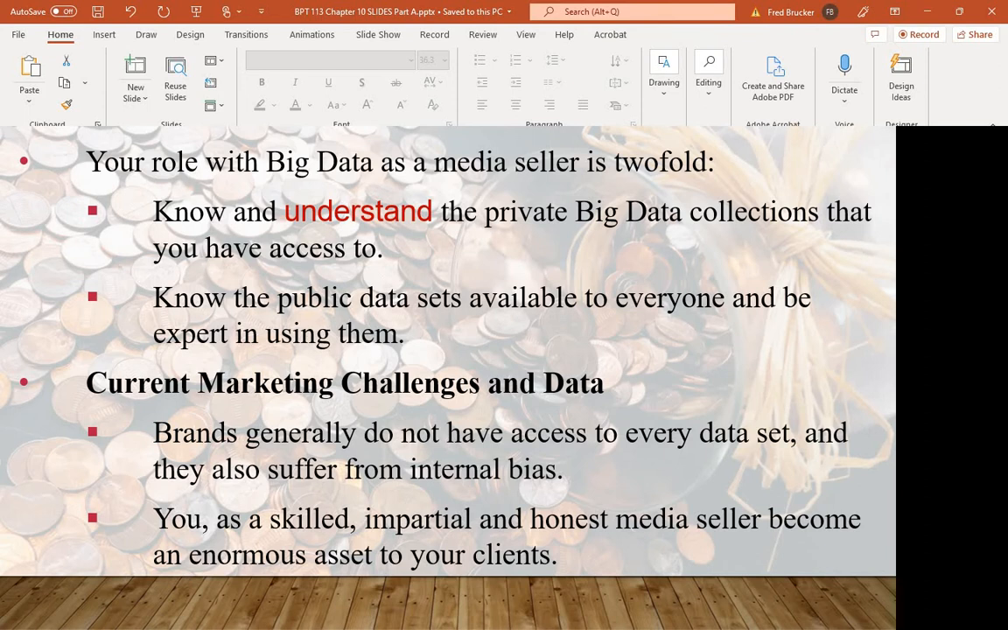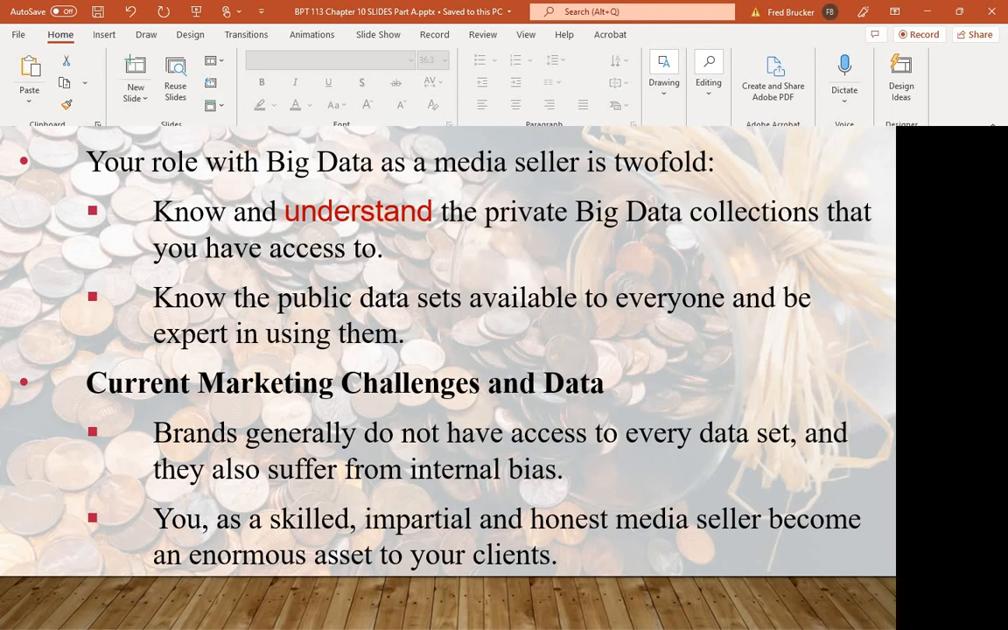Now, your role with big data as a media seller is going to be twofold. First off, you have to know and understand the private big data collections that you have access to. What are the numbers telling you, and how are they telling you that? Is there any kind of skew to them? What's the margin of error on the data that you're receiving? You also have to know the public data sets available to everybody out there and be an expert in using those, not just the proprietary stuff that you have access to. Sometimes the public info that's out and about can be just as telling, if not more.